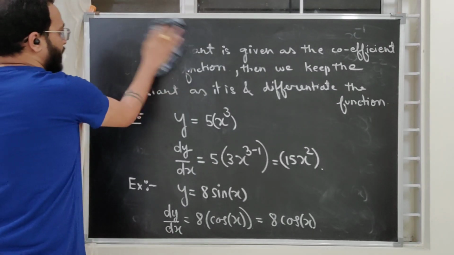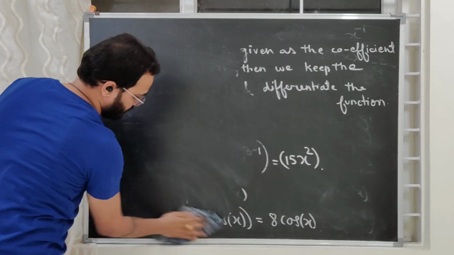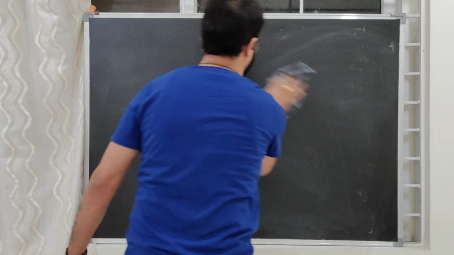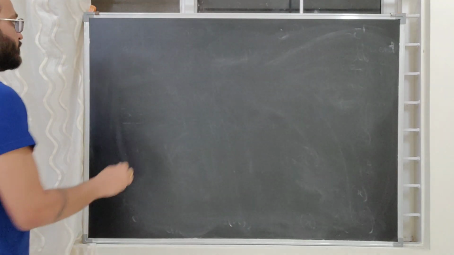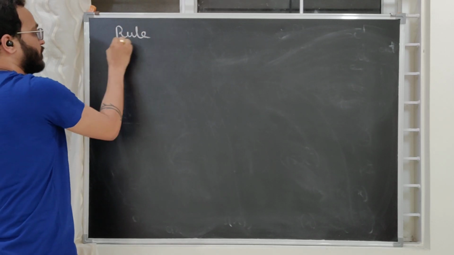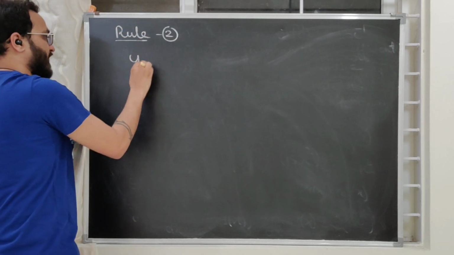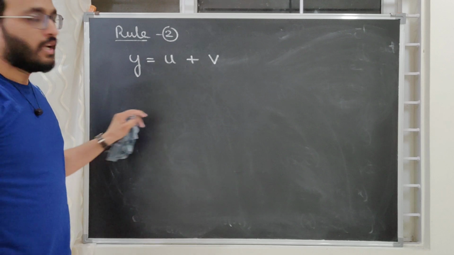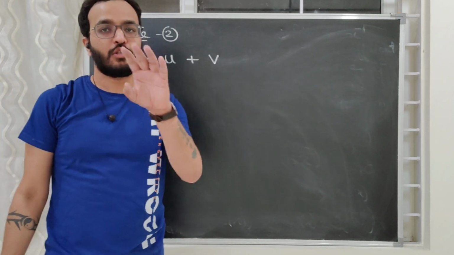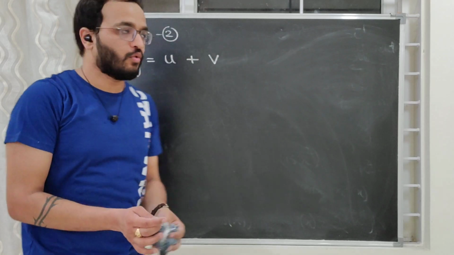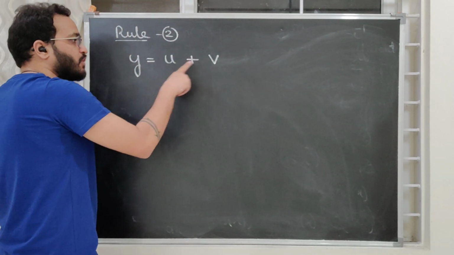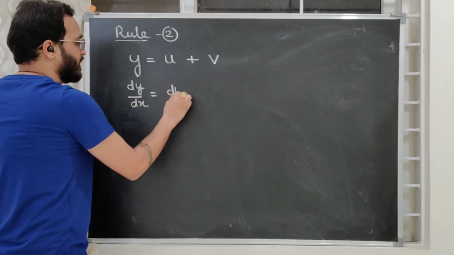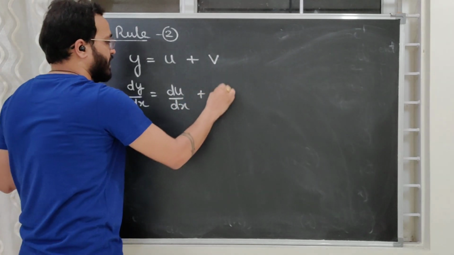I hope this much is clear. So let's move on to another rule. Rule number 2. This was rule number 1. Let's move on to rule number 2. Suppose y is given as u plus v. Now you will say, sir, what is u, what is v? Suppose, see, we know that y depends on x. Suppose u and v also depend upon x. So when you differentiate y, you will differentiate u and v also along with y. You will write dy by dx, so you will write du by dx plus dv by dx.